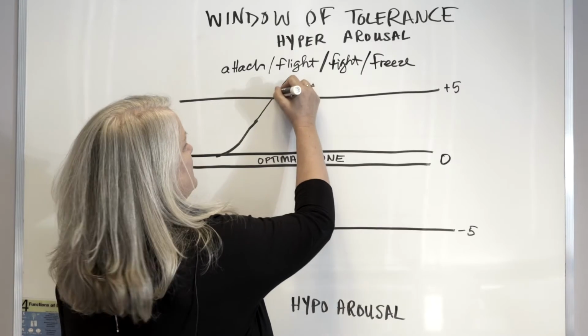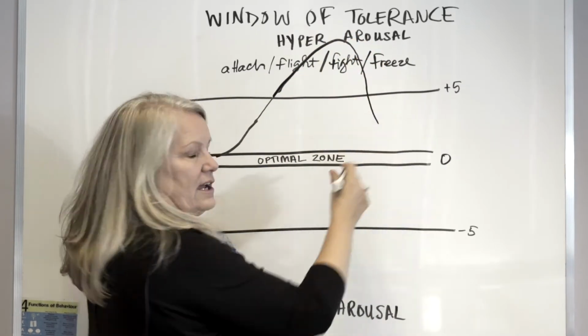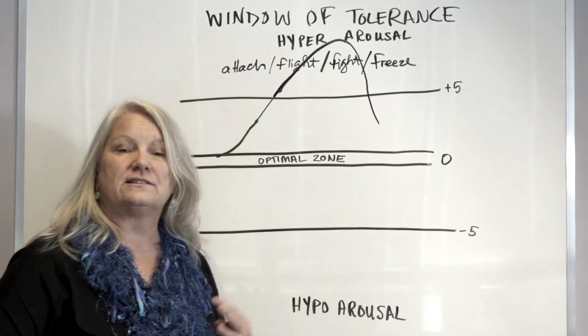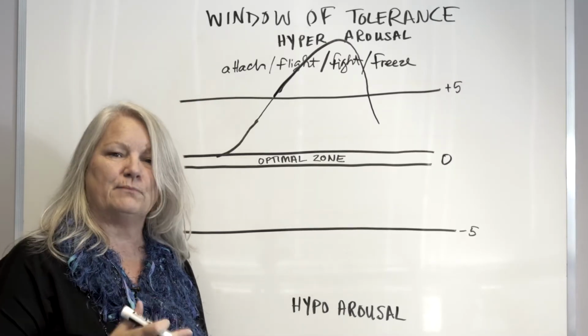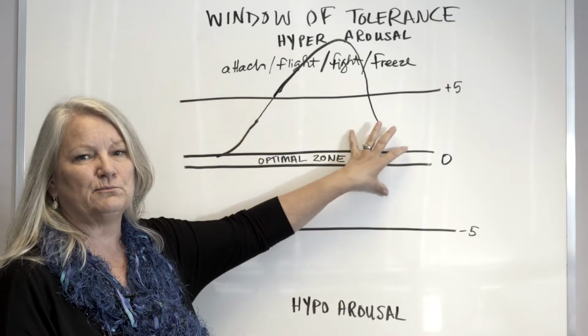So then this heightened sense, then my energy comes back down. I come back into my window. The system begins to settle. My heart might pound for a little while, but then I come back down into that optimal zone.